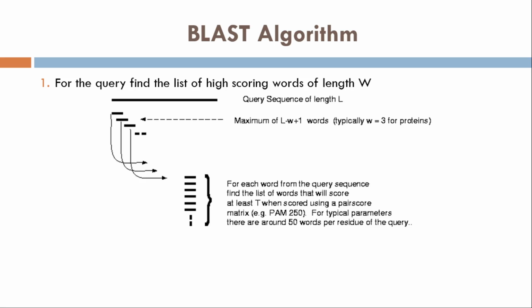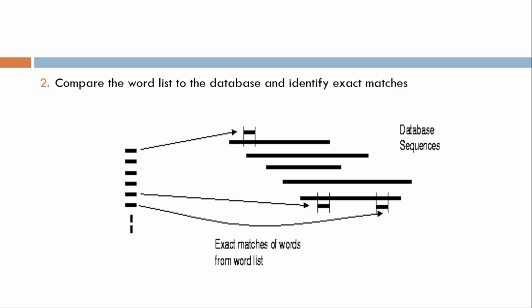At least you found some hits in the sequence. So for the query, find the list of high scoring words of length W. Then compare the word list to the database and identify exact matches. So whatever list you have made of the 11-base words in the case of nucleotide, or, if you are taking a protein as a query, the three amino acid matches.